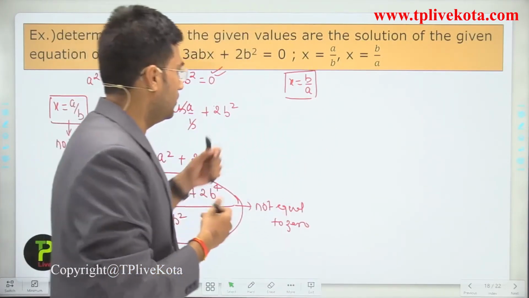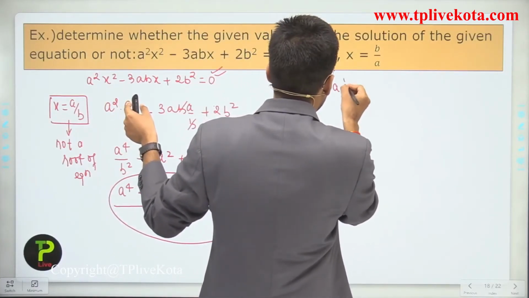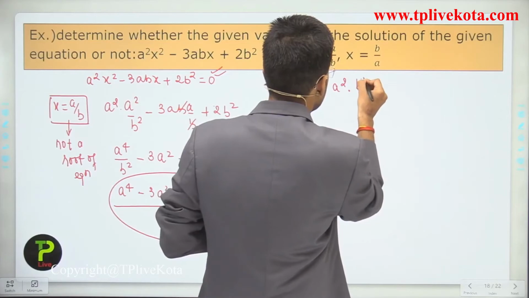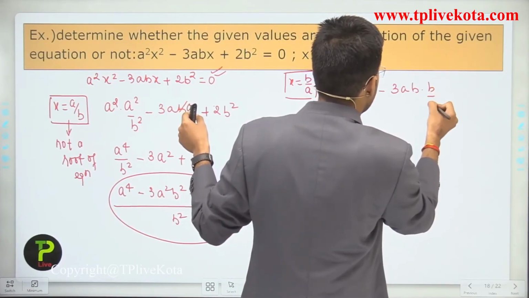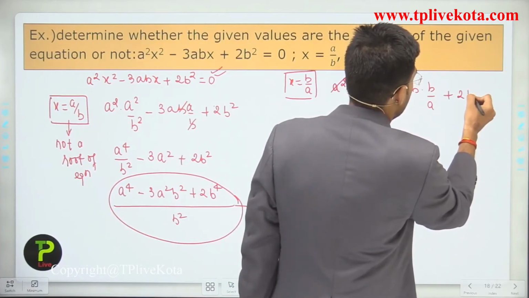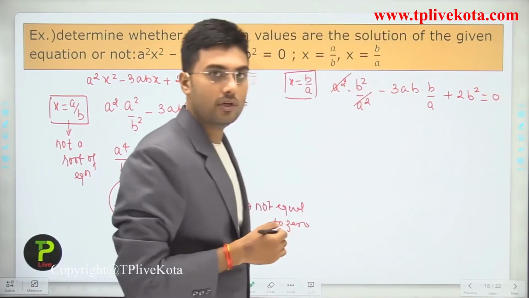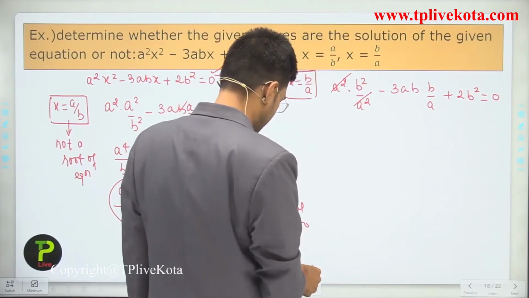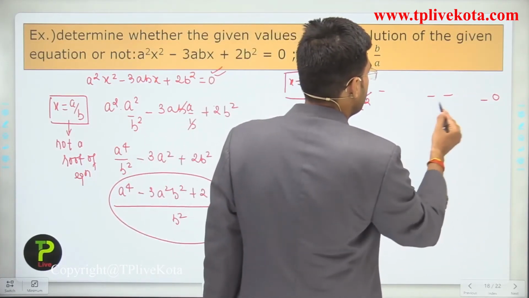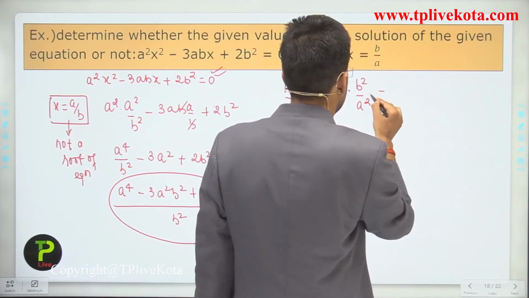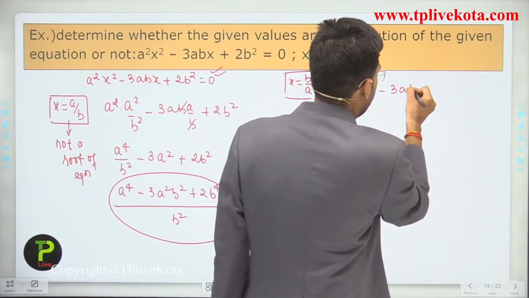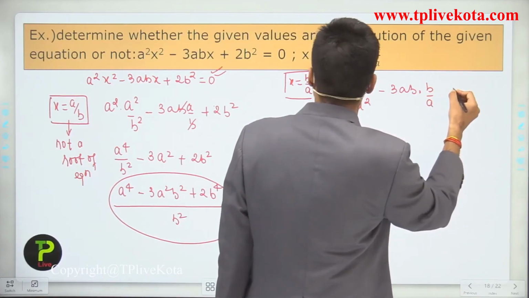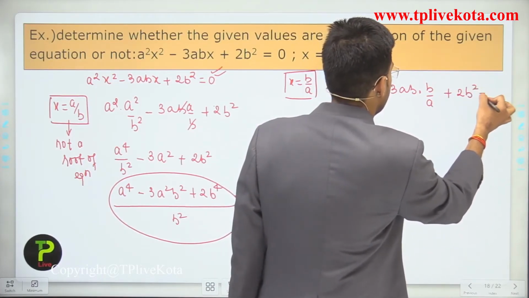Clear? Now the equation is a square multiplied by x square, and the value of x square is b square divided by a square, minus 3ab multiplied by b divided by a plus 2b square equal to 0.